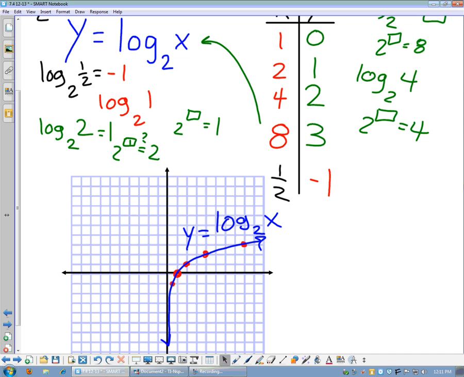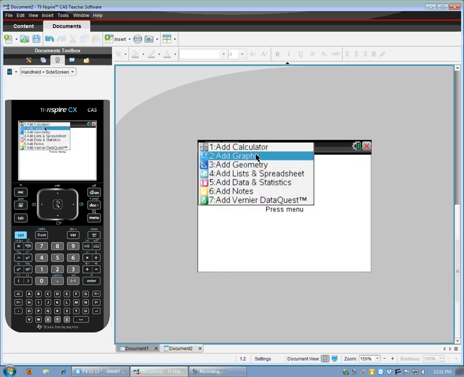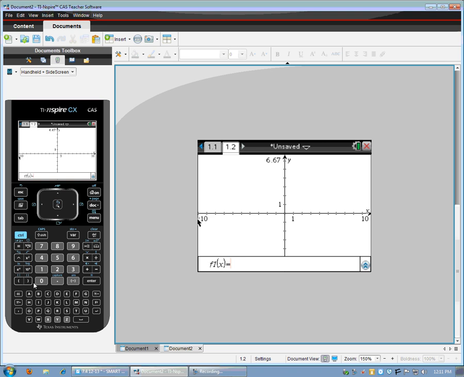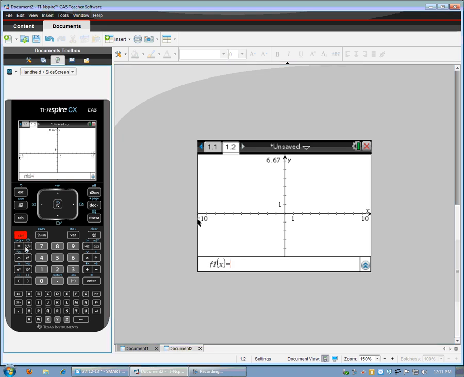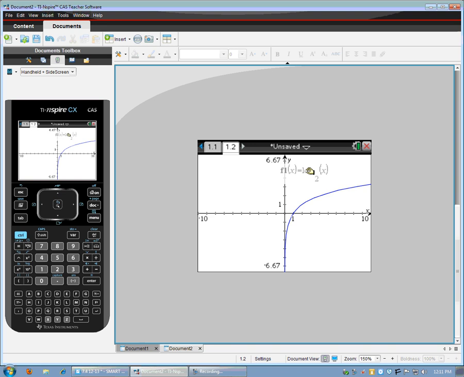So let's take a look at this on our calculator. I need to go to a graphs page, and I am going to type in log to the base 2 of x. And let's see what the graph looks like. There it is. That's what we just graphed by hand. And there's our graph on the calculator.